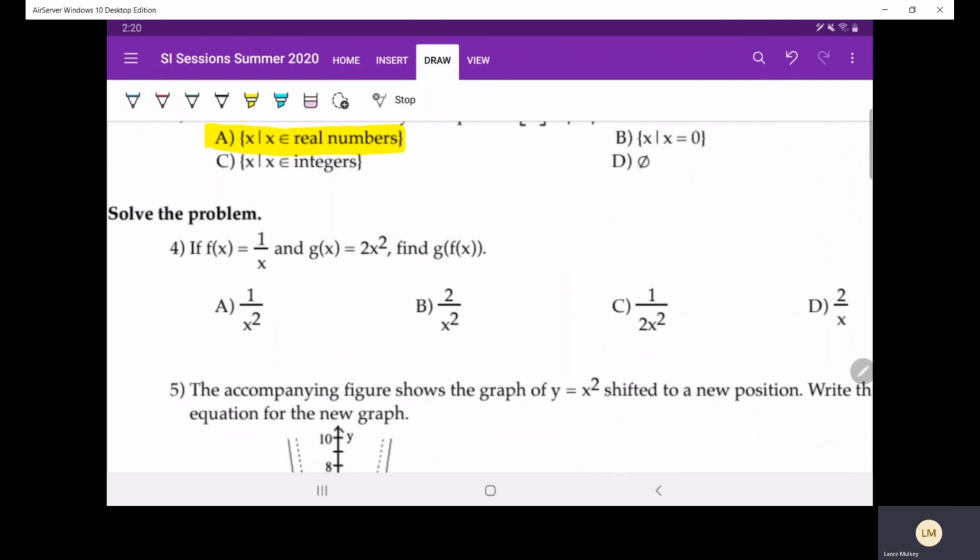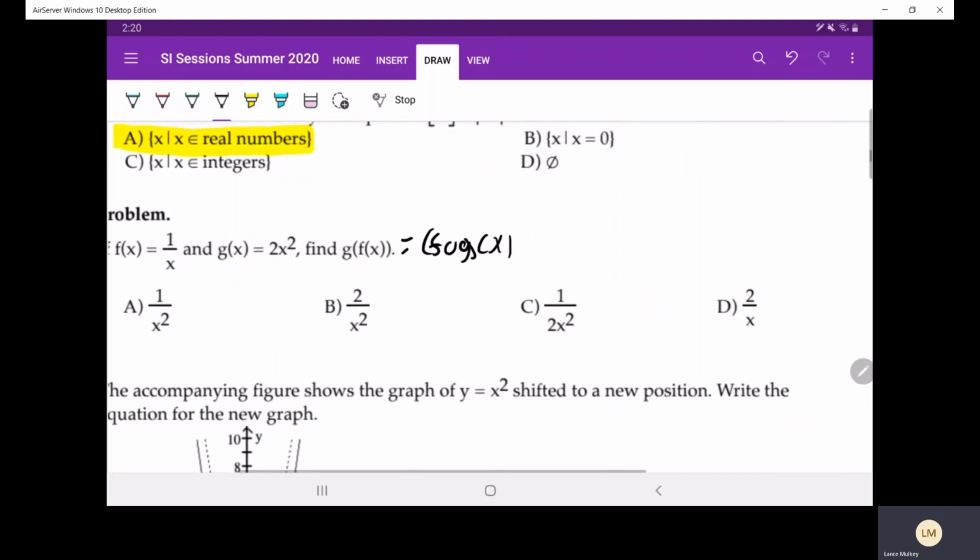So composite functions also equals f of g of x, in case he puts it in that notation. So this is g of f of x, so you have 2 times 1 over x squared. You plug in f into g. Everywhere you see an x in g, you plug in the function f. So it equals 2 over x squared.